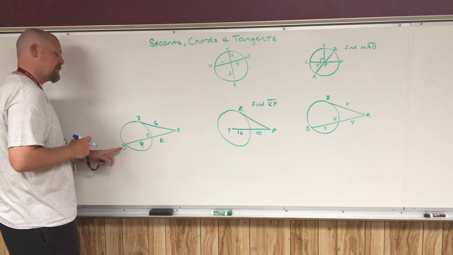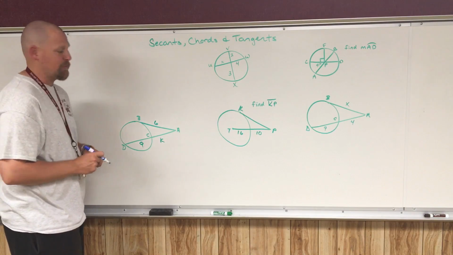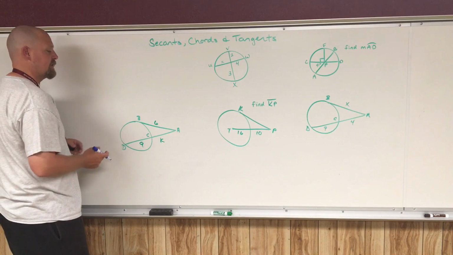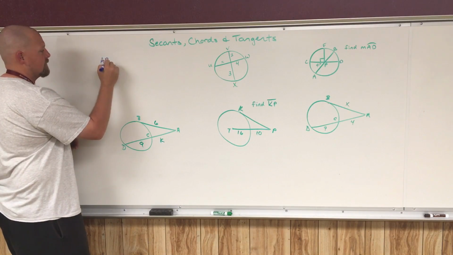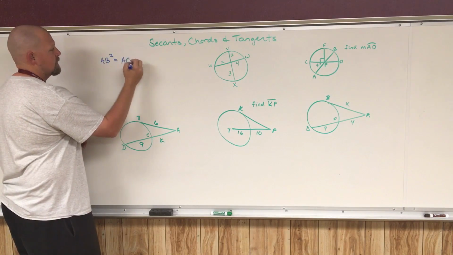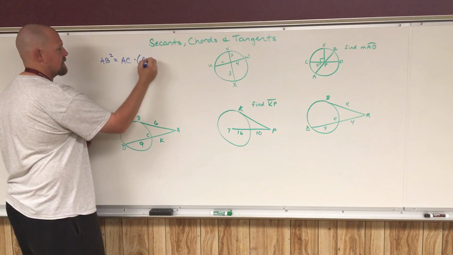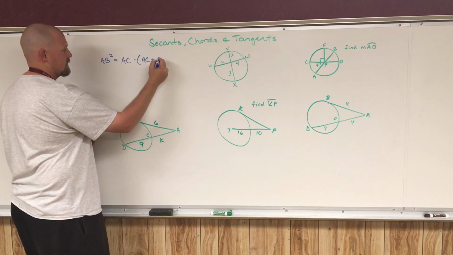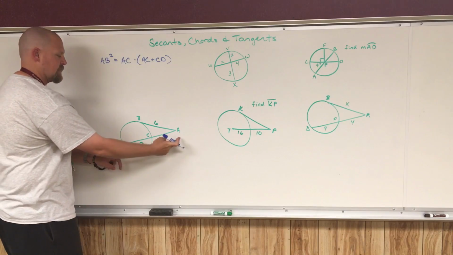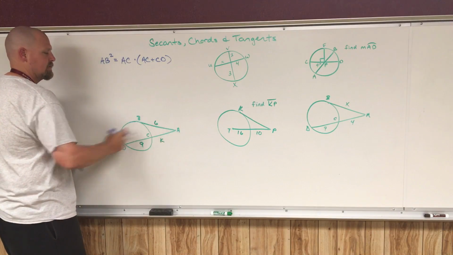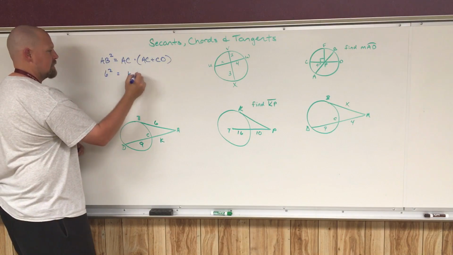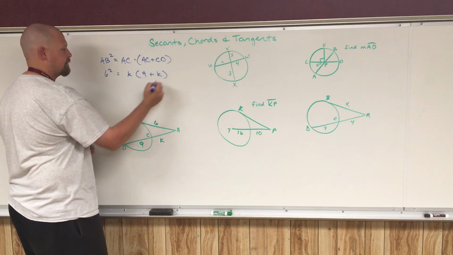Here we have a tangent and a secant that intersect at an exterior point. And the relationship between these things is that AB squared is equal to AC times AC plus CD. So we take this times the whole thing, and that equals this number squared. So that's 6 squared equals K times 9 plus K.